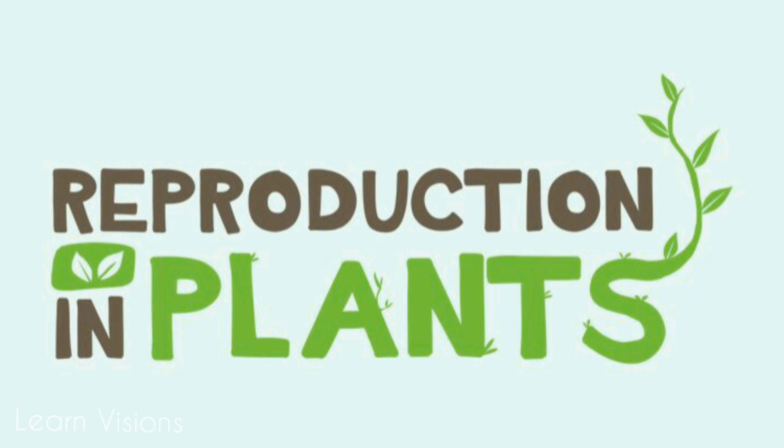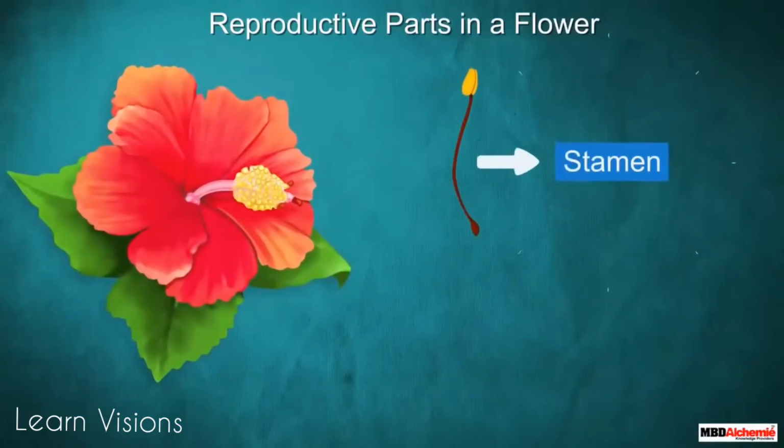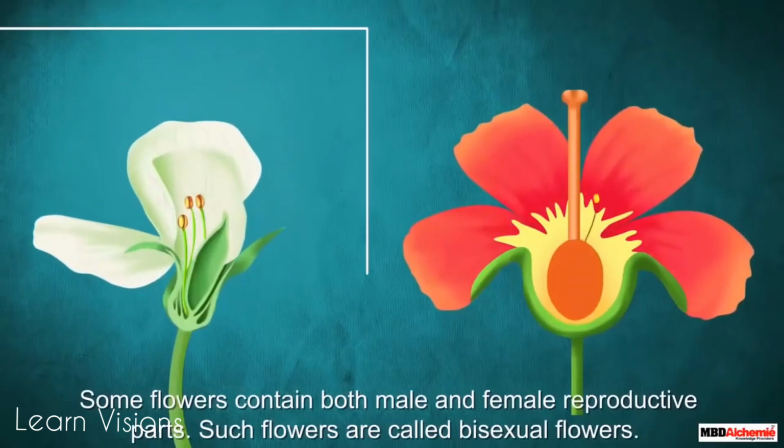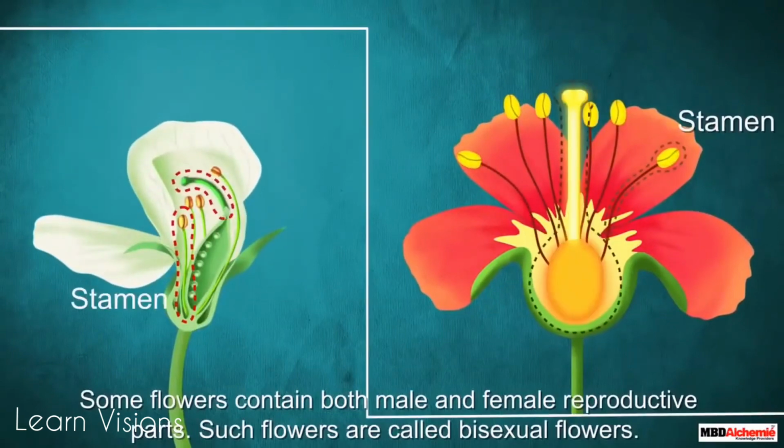We will be discussing reproduction in plants. Flower is the reproductive part of a plant. Stamen is the male reproductive part of the flower, and carpel is the female reproductive part of the flower. Some flowers contain both male and female reproductive parts.